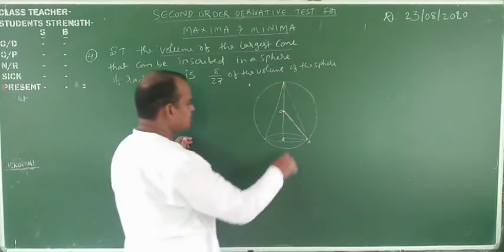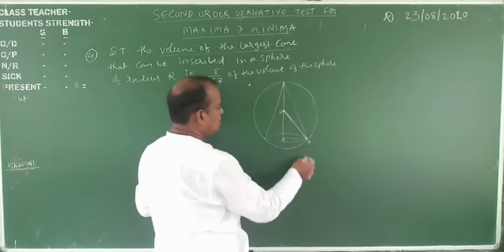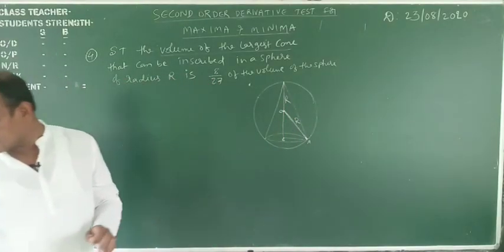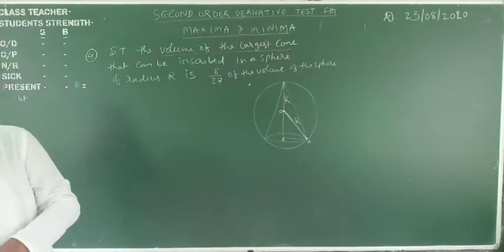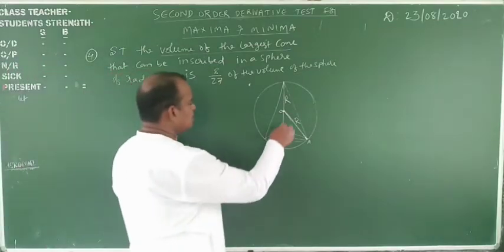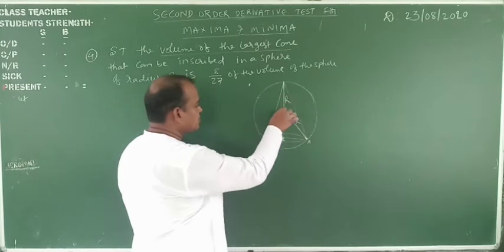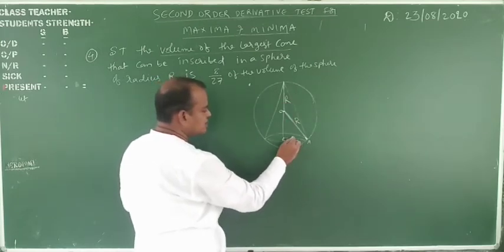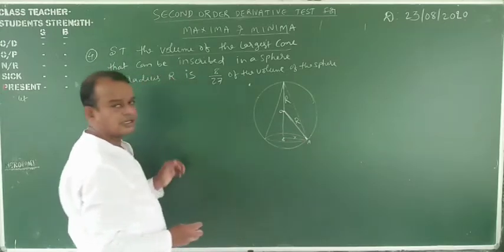This is the center, and this is the radius, and this is also a radius. Now the height. Suppose the radius of the sphere is capital R, so the total height is R. Suppose the cone radius is small r.